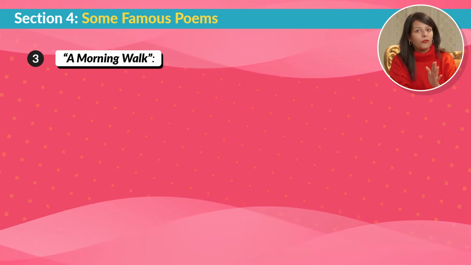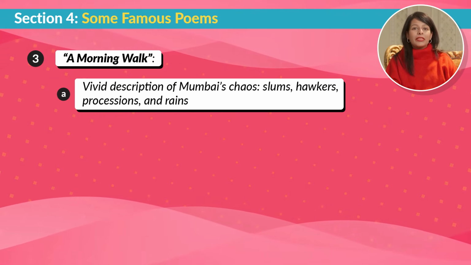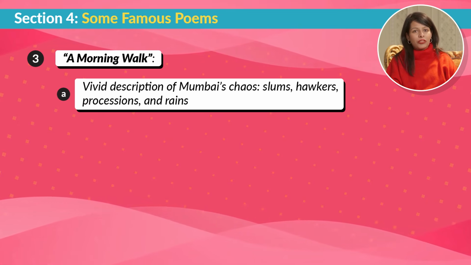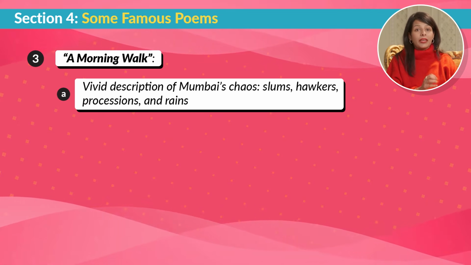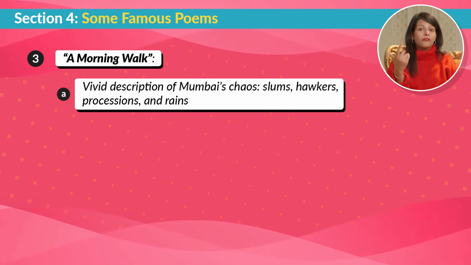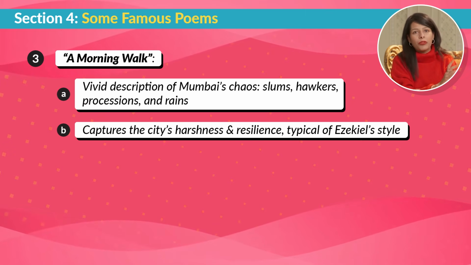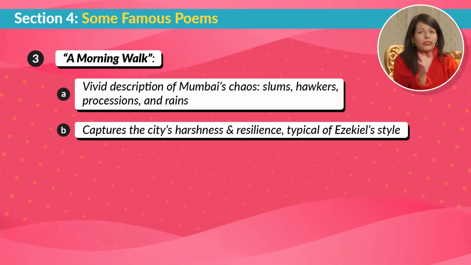Then comes his poem, A Morning Walk. In this poem, Ezekiel vividly describes the bustling city of Mumbai. He captures the noise, chaos, hawkers, beggars, and loud processions, giving readers a powerful glimpse into urban life. This vivid portrayal reflects Ezekiel's sharp observation of the city's energy and resilience.